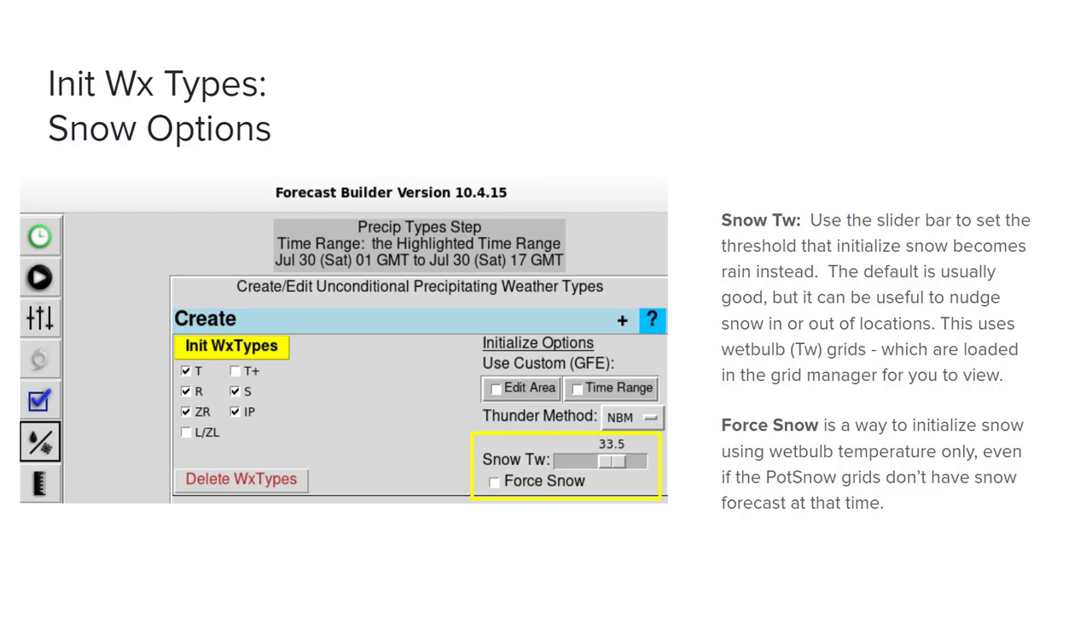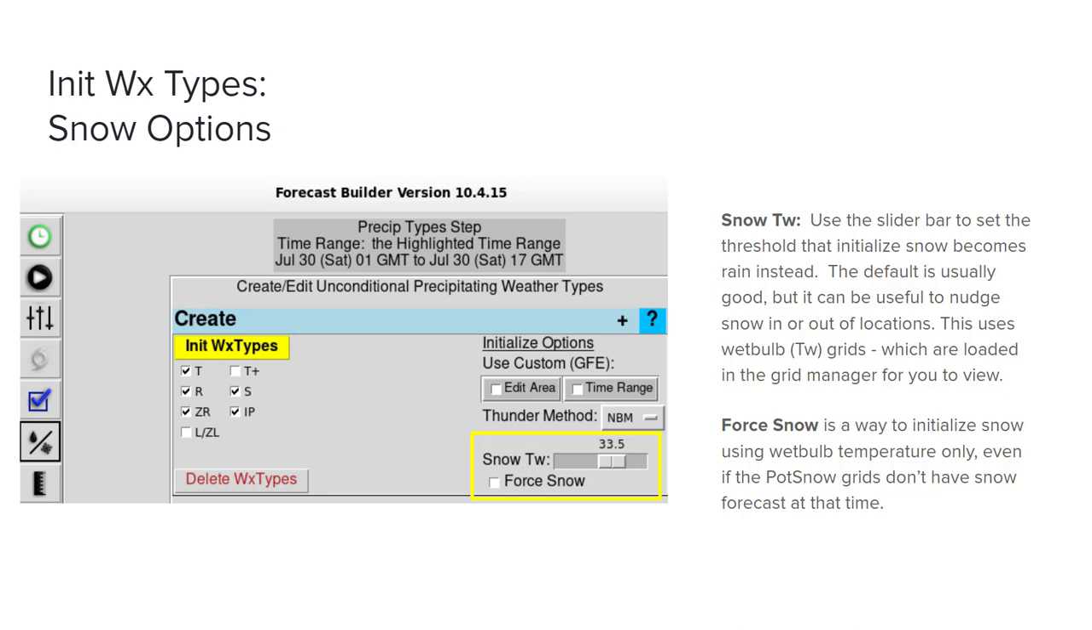Moving on to a couple of the options that are available when initializing snow on the right side. The snow TW slider bar can be set to a threshold that the snow becomes rain instead. The default is usually pretty good, but it can be useful to nudge snow in or out of locations or to make forecaster adjustments based on the current forecast trends. This uses wet bulb temperature grids, which are loaded in the grid manager on this step for you to view. Wet bulb temperatures come from both your temperature and dew point forecasts and the topographic grids.